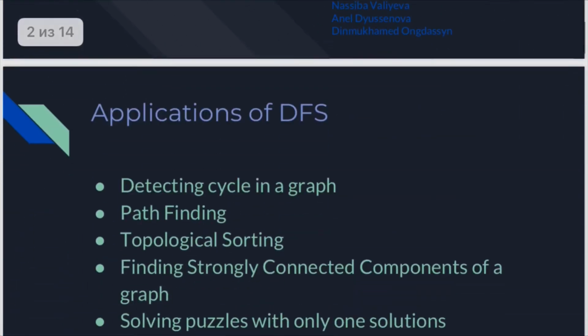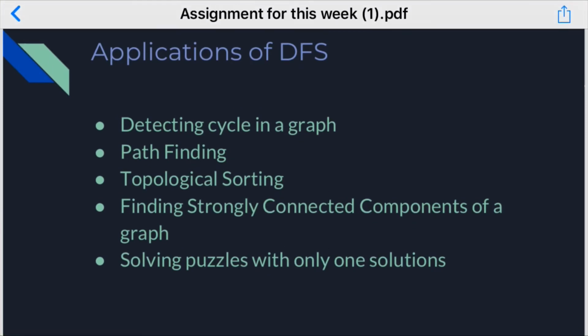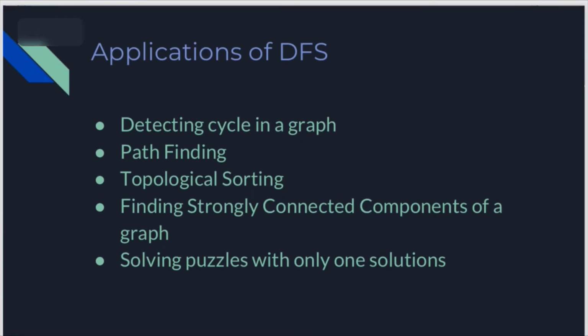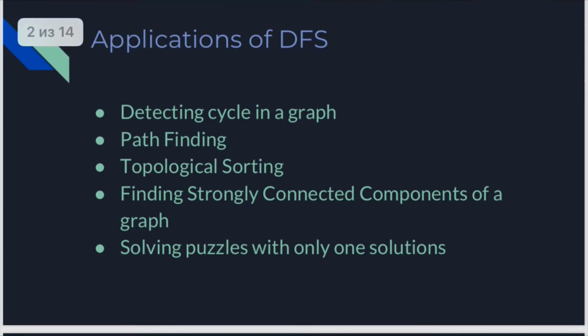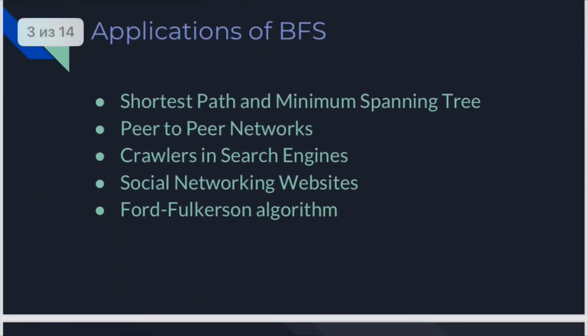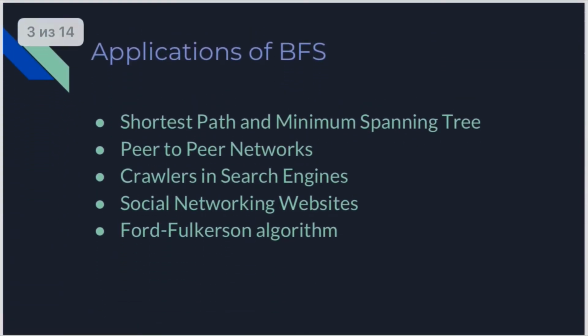So in the beginning I want to start off with a review of the applications of DFS and BFS. Applications of DFS are detecting cycles in a graph, path finding, topological sorting, finding strongly connected components of a graph, and solving puzzles with only one solution. And applications of BFS are shortest path and minimum spanning tree, peer-to-peer networks, crawlers in search engines, social network websites, and the Ford-Fulkerson algorithm.